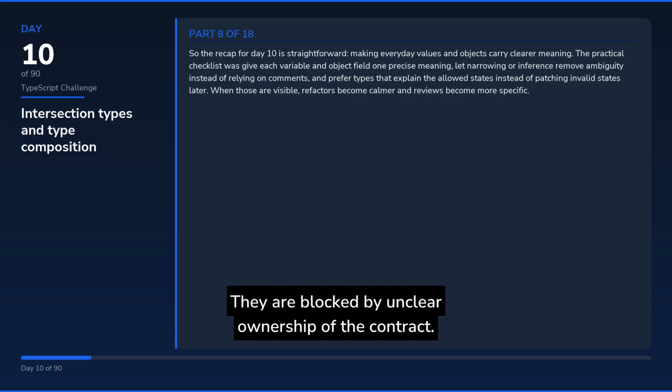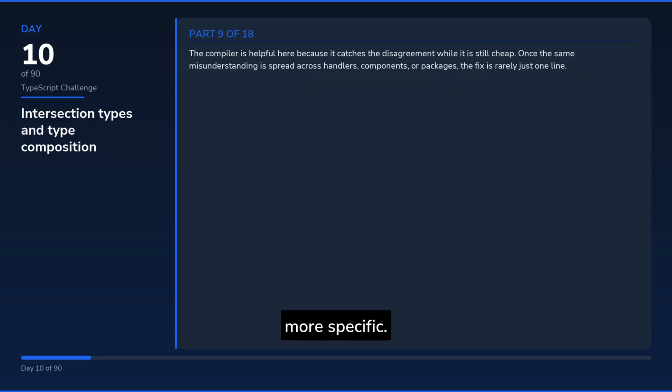So the recap for day 10 is straightforward, making everyday values and objects carry clearer meaning. The practical checklist was give each variable and object field one precise meaning, let narrowing or inference remove ambiguity instead of relying on comments, and prefer types that explain the allowed states instead of patching invalid states later. When those are visible, refactors become calmer and reviews become more specific. The compiler is helpful here because it catches the disagreement while it is still cheap. Once the same misunderstanding is spread across handlers, components, or packages, the fix is rarely just one line.